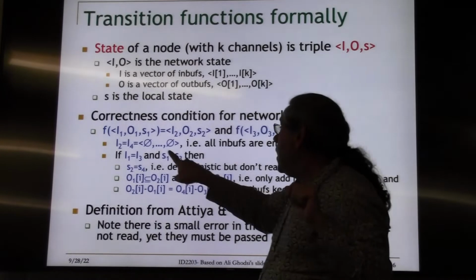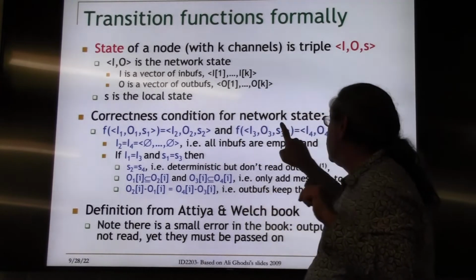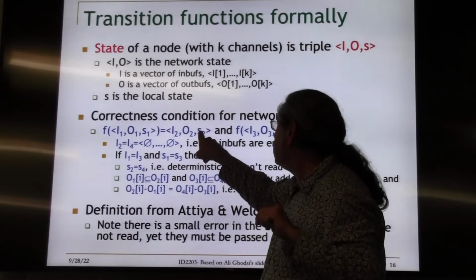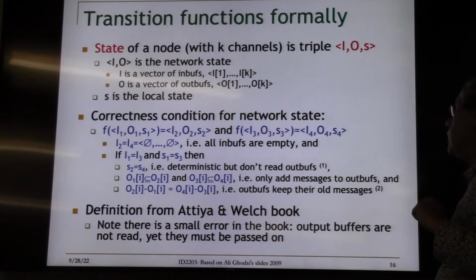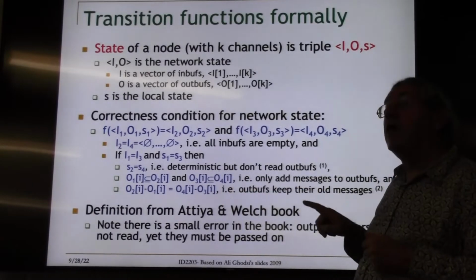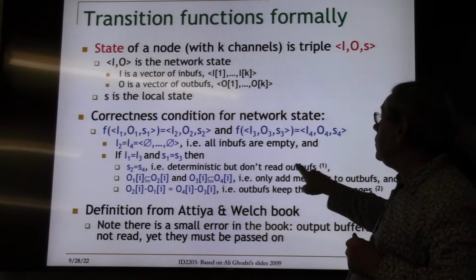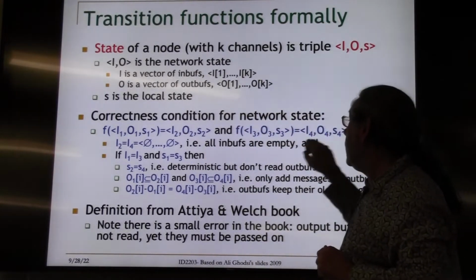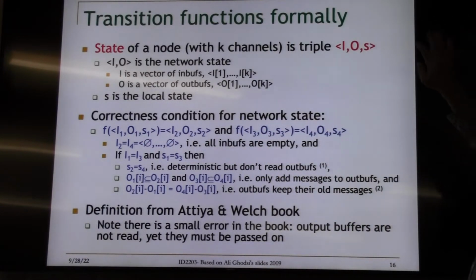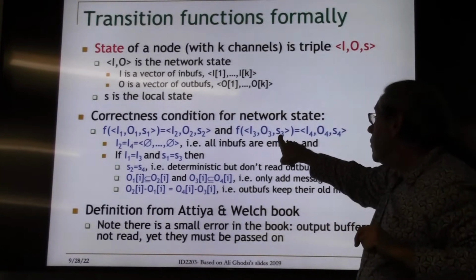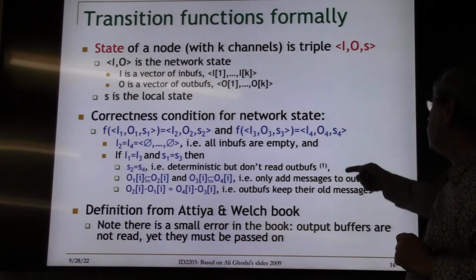The second condition: if I1 and I3 are equal, and S1 and S3 are equal, then S2 is equal to S4, which means the computation is deterministic. The inputs are the same, and the outputs, S2 and S4, have to be the same, except that we don't read the out-buffs. We don't care about the O's because they're write only. But the incoming messages and the state completely determine the computation. So it's deterministic. That's this condition here.